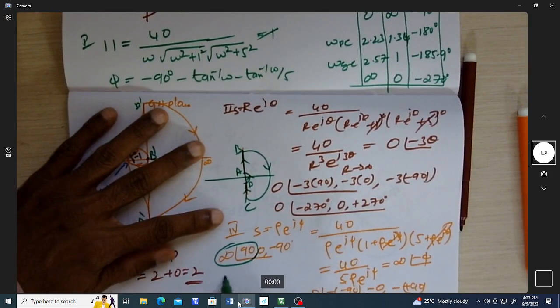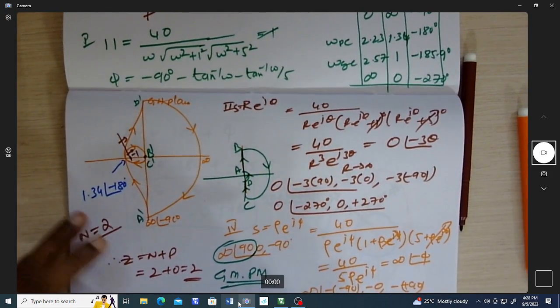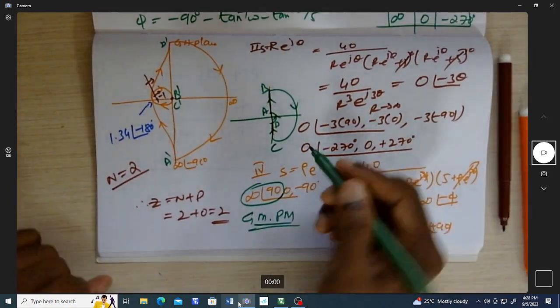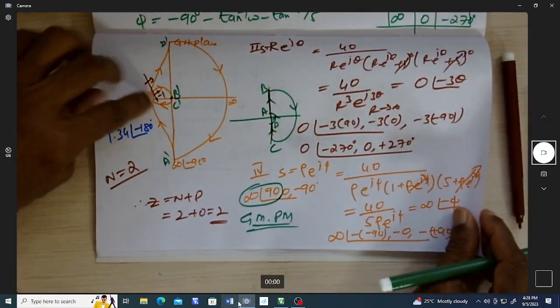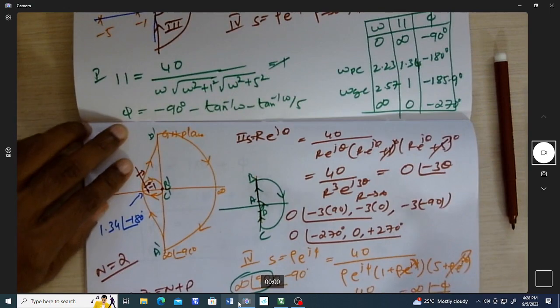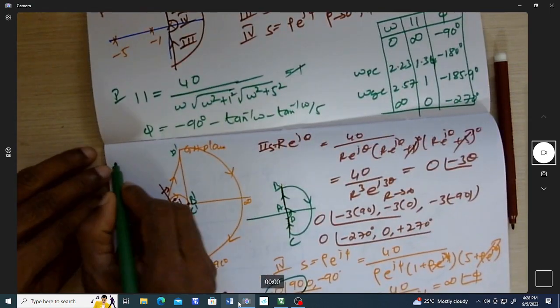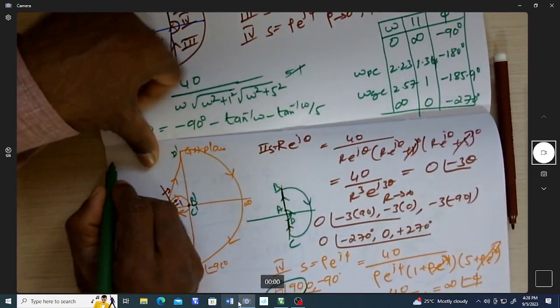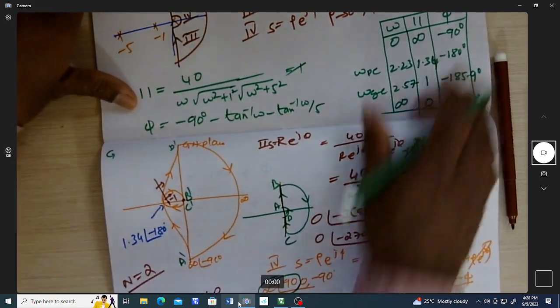So for that I need to find the gain margin and phase margin. Keeping this in mind, let us try to find out what the gain margin is. So gain margin is nothing but, I will write it here.